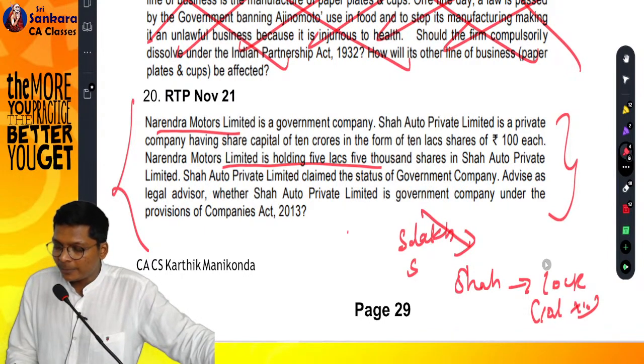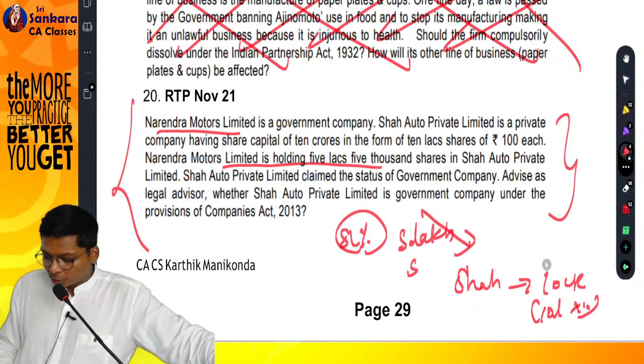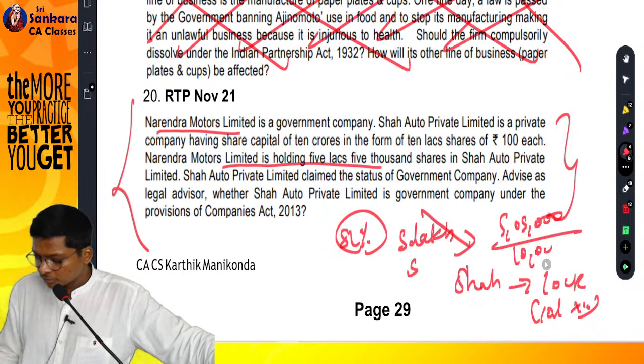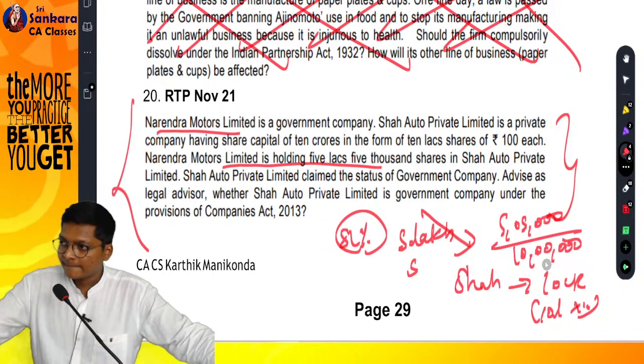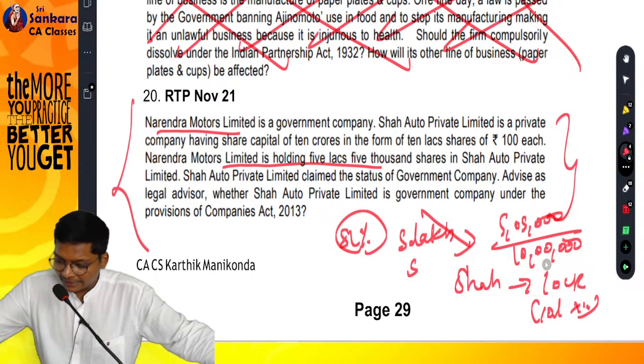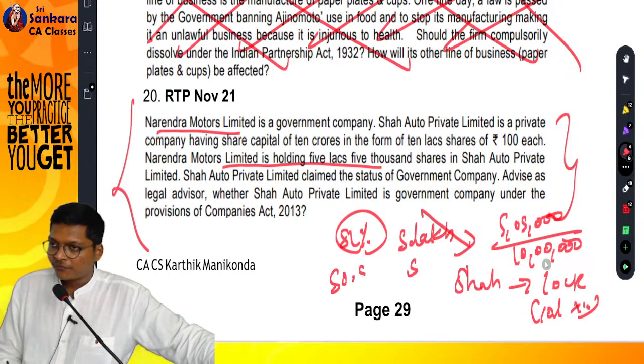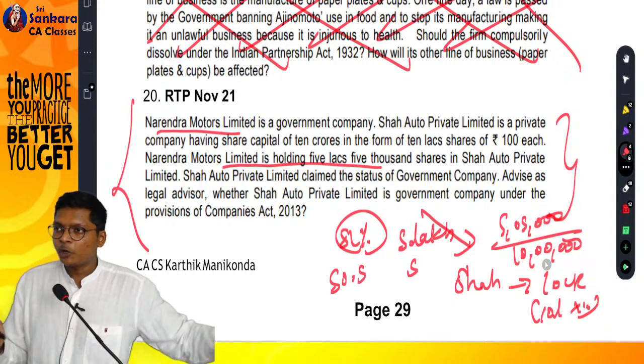But we should have how much? 51% of paid up share capital. So you divide 5 lakh 5,000 divided by 10 lakhs. How much is coming? Exactly, 50.5. Is it 51? So is it a government company?